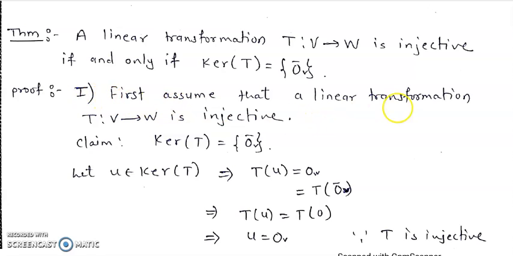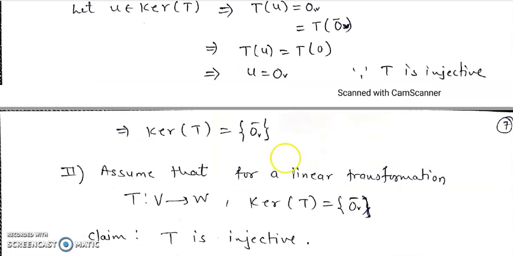First, we assume that a linear transformation T from V to W is injective, and we prove that kernel of T is singleton zero vector of V. Now let us take u belongs to kernel of T. Now this implies T of u equal to zero vector in W, which is same as T of zero vector in V. This implies T of u equal to T of 0 in V. This implies u equal to 0 vector in V since T is injective. And this implies kernel of T equal to singleton 0 in V.